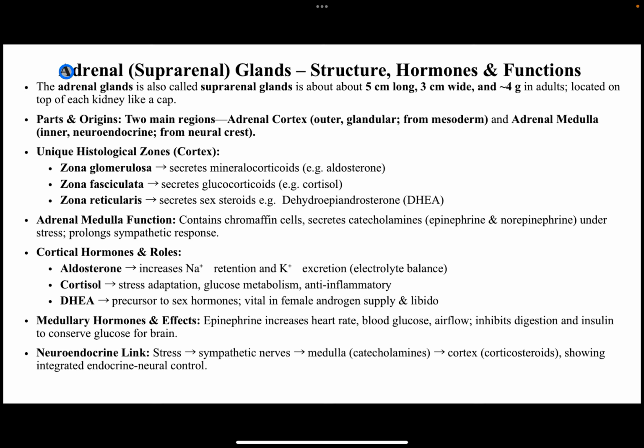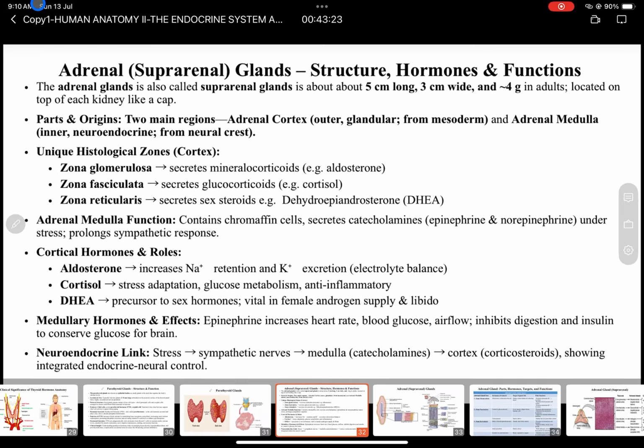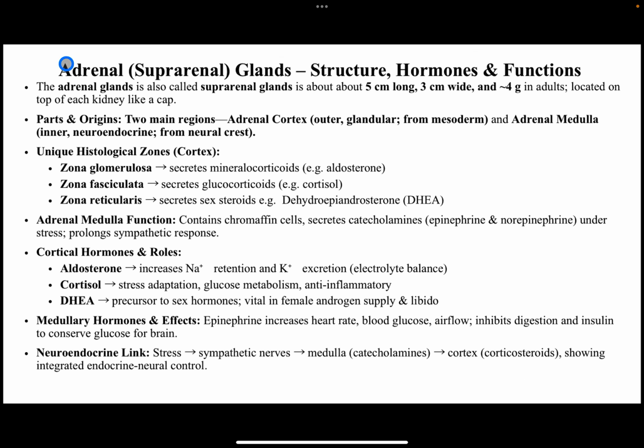Now, the adrenal glands or the suprarenal glands. We would also look at all the hormones that are produced by the adrenal or suprarenal glands and then their respective functions. Now, the adrenal gland is also called the suprarenal glands. So another name for adrenal gland is the suprarenal glands.